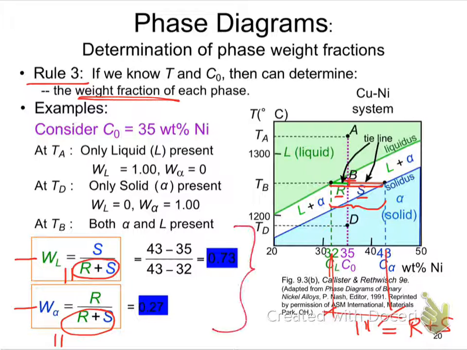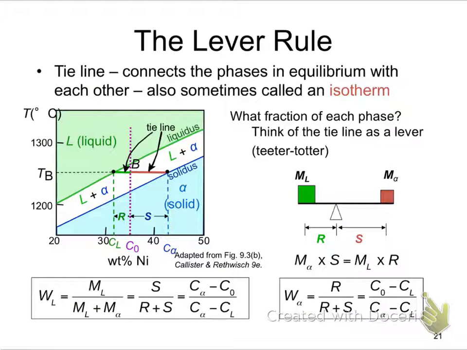Okay, so let's look at that a little bit more in depth. The lever rule, we use the tie line to connect the phases in the equilibrium with each other. Okay, so we've used this line, and sometimes we call it an isotherm. Okay, so isotherm and tie line are the same. Okay, so now I'm going with my finger, no pen, because that pen was awful. Not sure I like the finger either. Okay, so the question is what fraction of each phase?